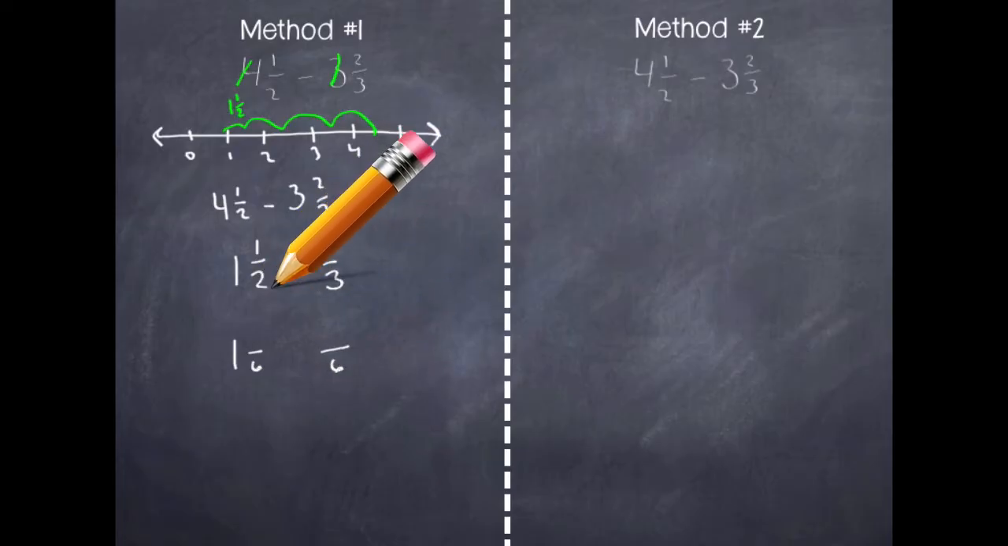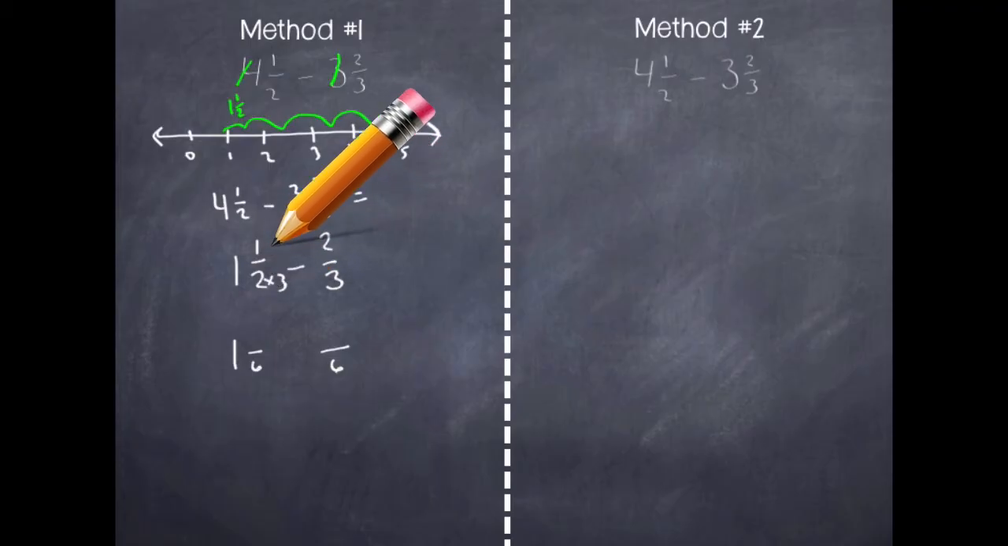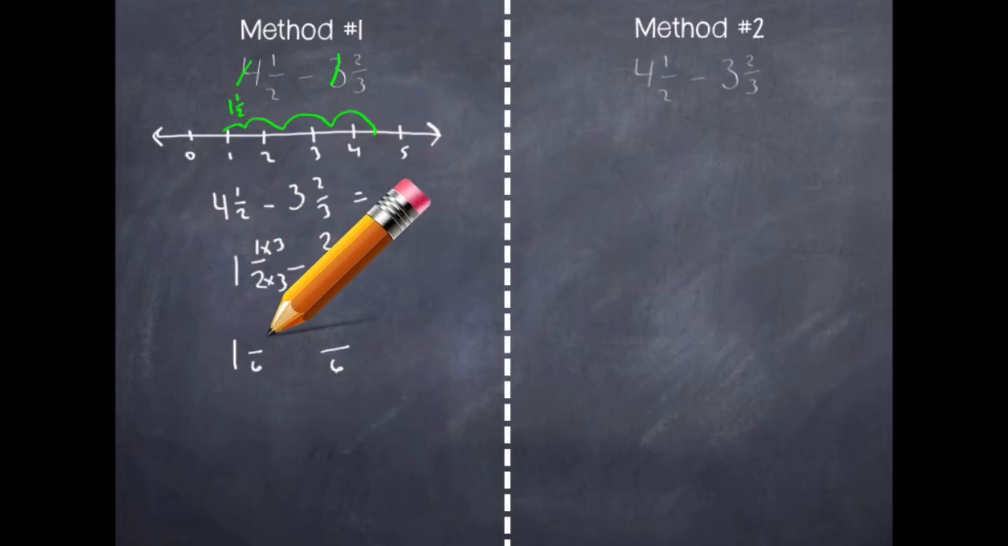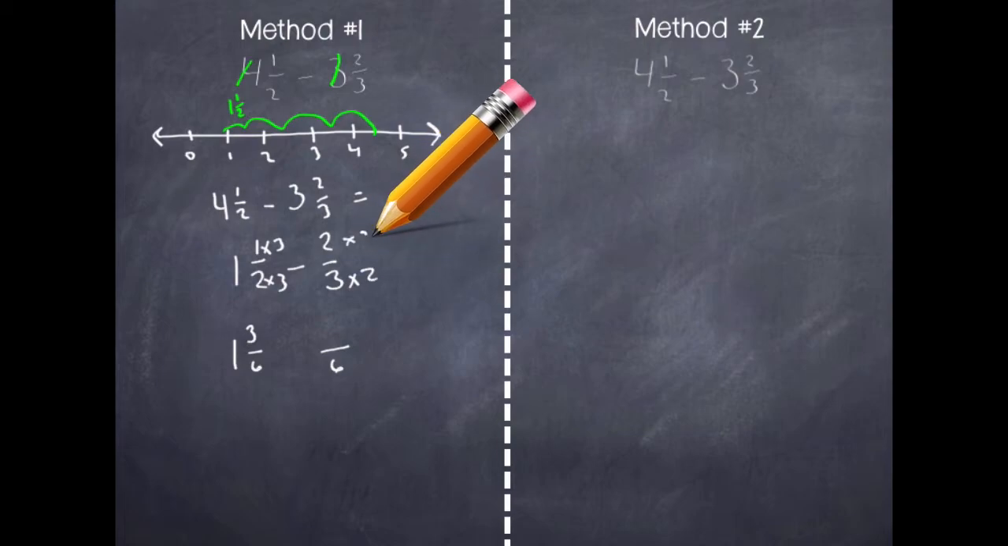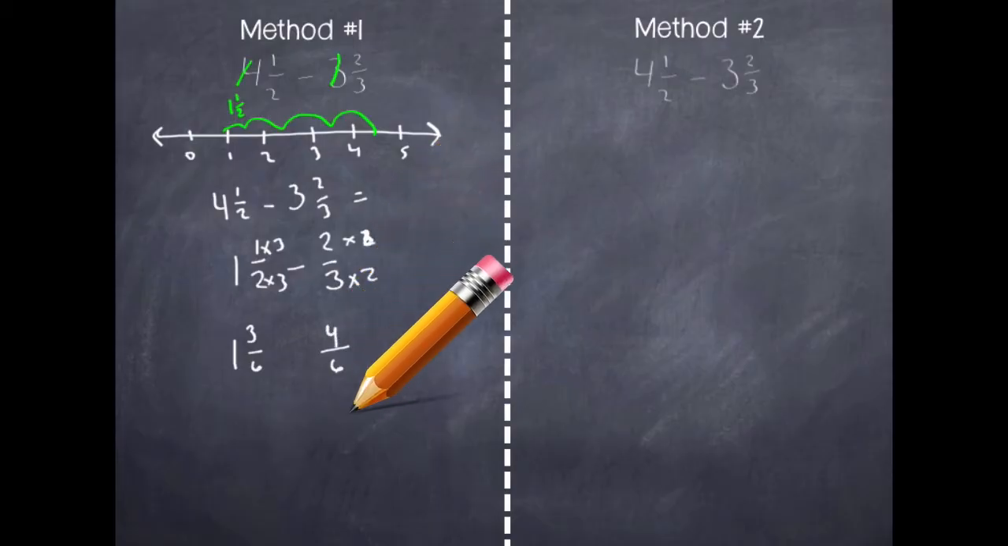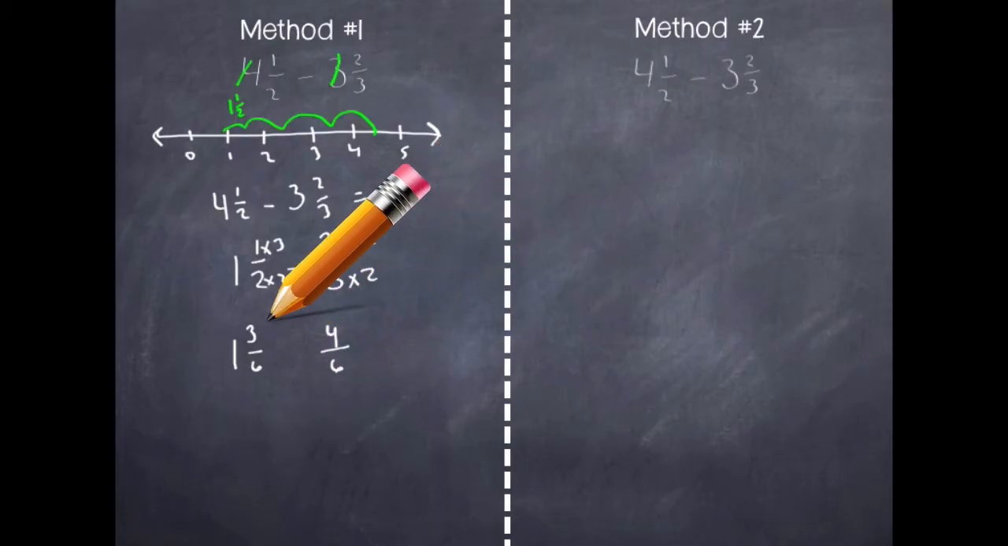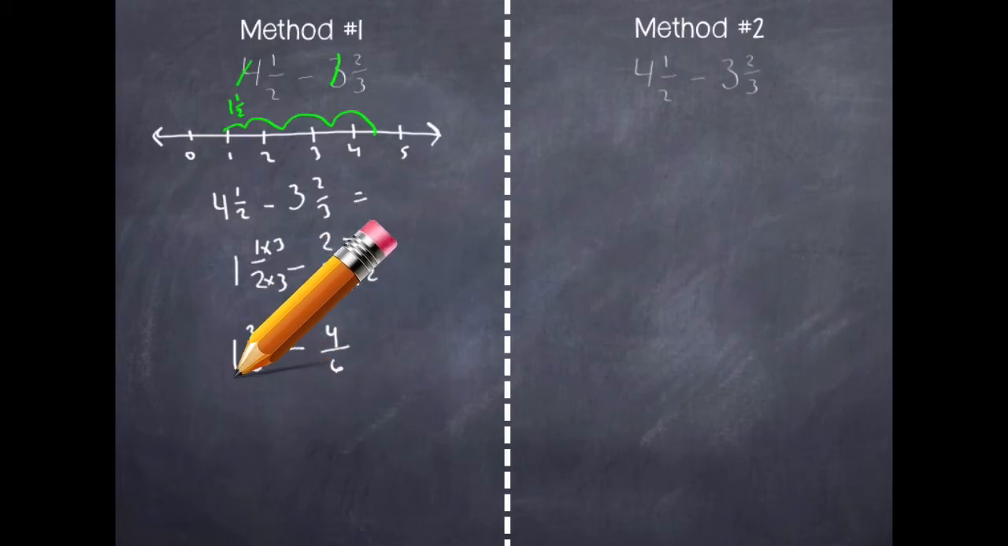So how do you get 2 to 6? 2 times 3 will give me 6, and 1 times 3 will give me 3. Let's see, do this here. 3 times 2 will give me 6, and 2 times 2 will give me 4. So I have 1 3/6 minus 4/6.